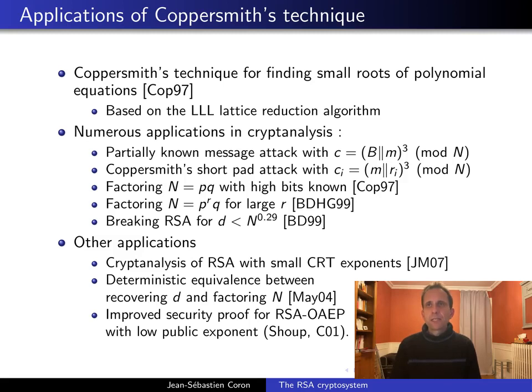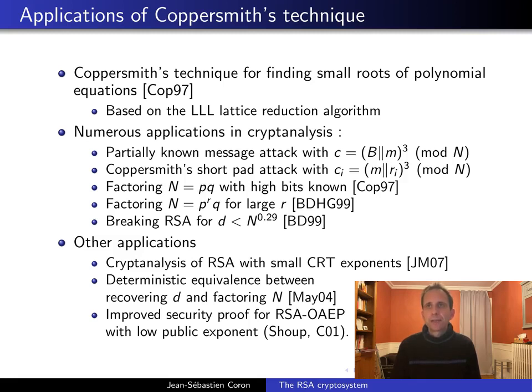So in summary, we have seen that Coppersmith technique is very important in cryptanalysis of variants of RSA. And so we have seen that it is based on the LLL lattice reduction algorithm. So we have seen many applications in breaking RSA. So partially known message attack, when some part of the message is known. We have also seen the Coppersmith short pad attack, even when there is a probabilistic encoding of the message M. We have seen that we can factor an RSA modulus if we know half of the bits of p, and also the extension to moduli of the form p to r times q that can be factored in polynomial time when r is very large.